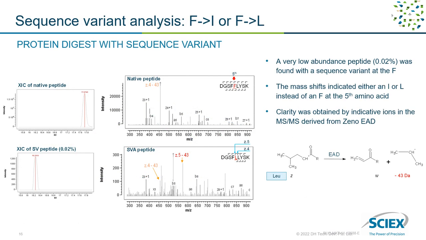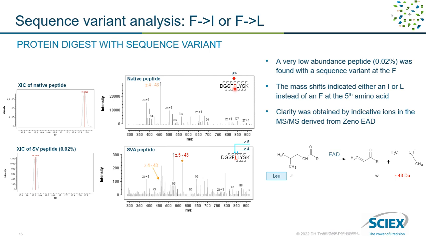Last for primary sequence confirmation is sequence variant analysis, or SVA. Here, a peptide in very low abundance was identified because of a mass shift. So you can see here from 1767 down to 1623. Now, what should be in the fifth position is F, or phenylalanine.